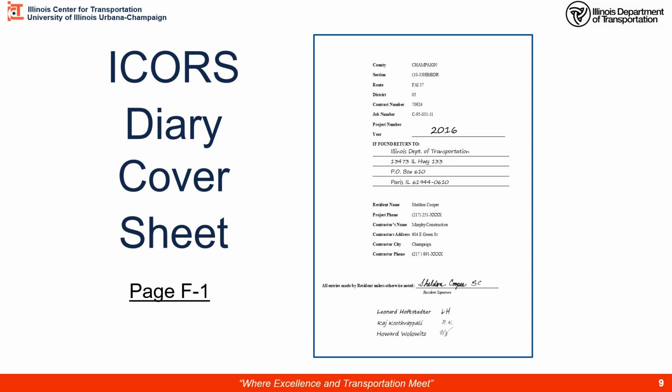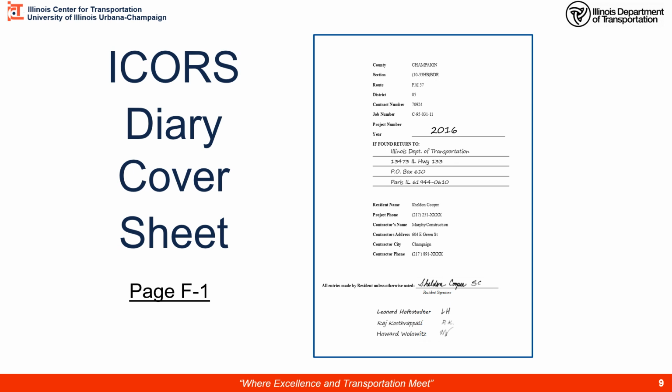Here's an example on page F1 in your Doc Guide. That is the back section of the Doc Guide. It is the I-Corps diary cover sheet. So for all of you local agency folks that are still using I-Corps as your electronic tool, you will have a printed diary cover sheet.